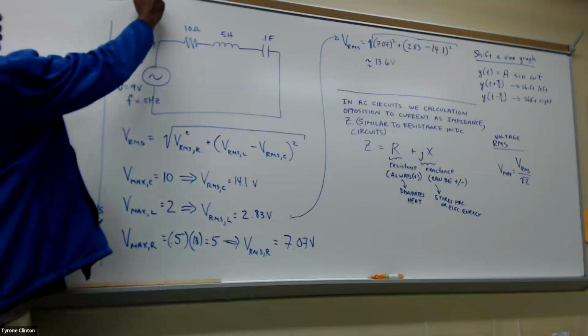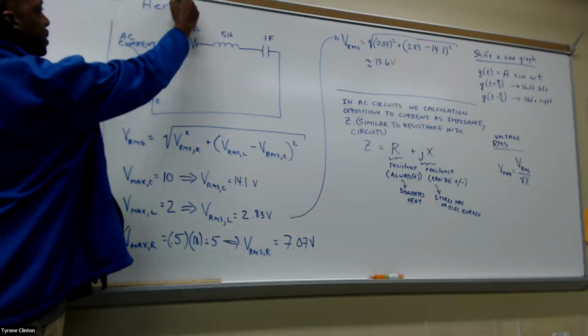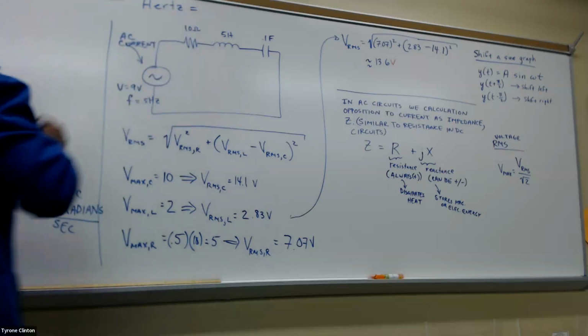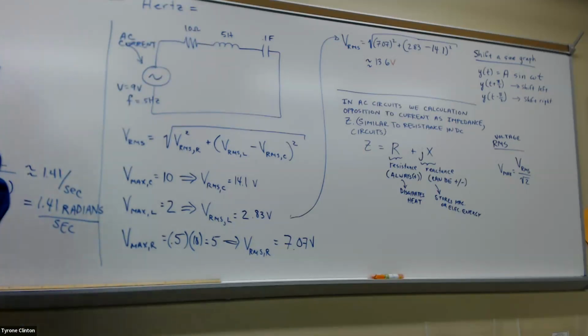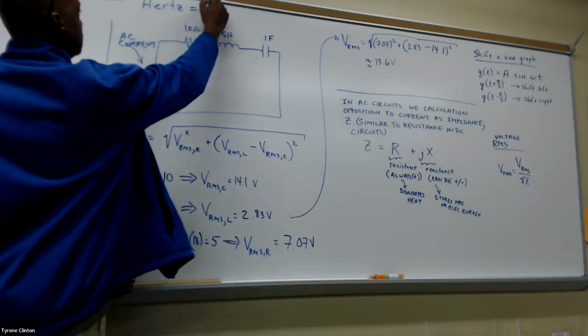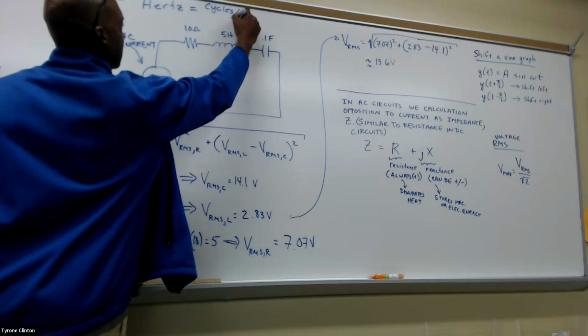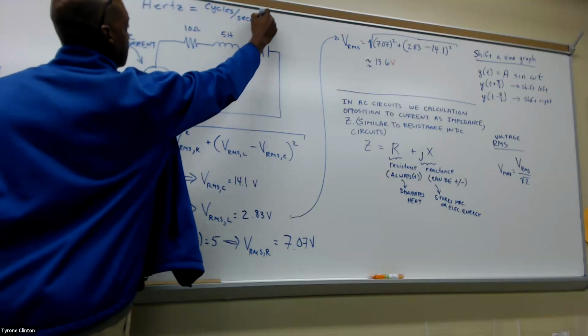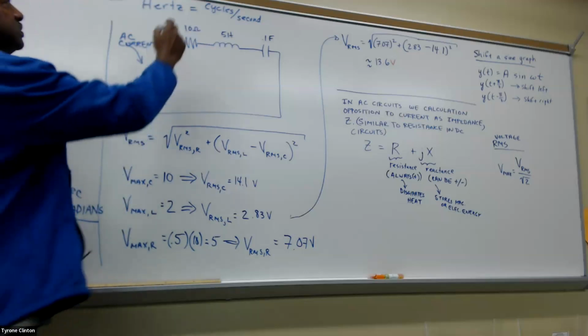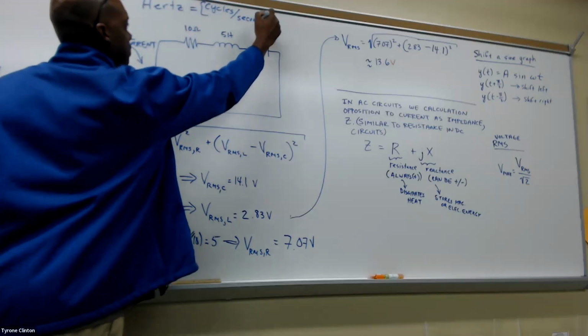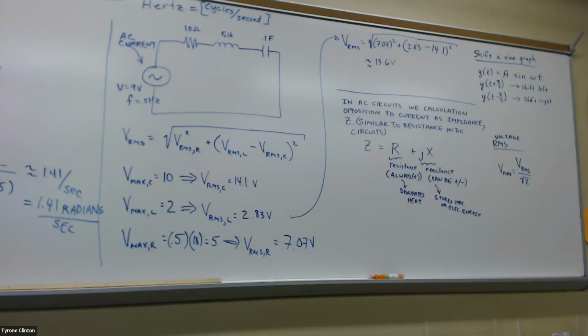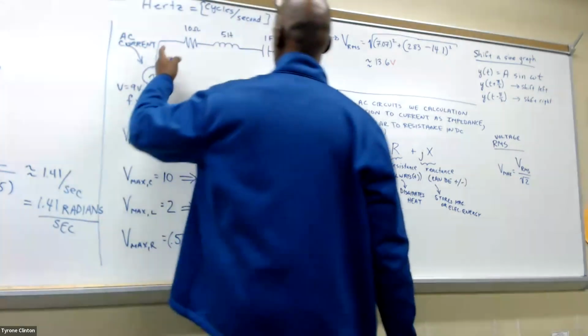And remember what a hertz is: basically the number of cycles per second. All right, so those are hertz. Well, I'll show you what a hertz looks like and how to calculate it on a graphing calculator in a minute. Okay, so we have some current going through here.